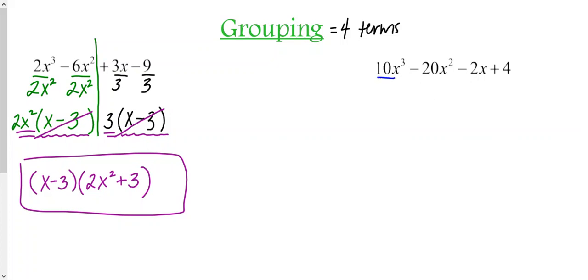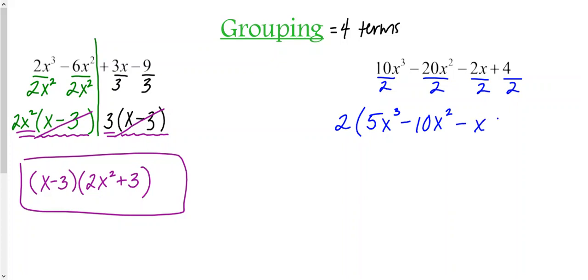So first I have to check, do I have a GCF between all of them? Ooh, in this case I do. I can divide them all by 2. So my GCF goes to the outside. Then I have parentheses. 10 divided by 2 is 5. X to the third, minus 10x squared, minus x plus 2. So that was my step 1. I was just looking for an overall greatest common factor.